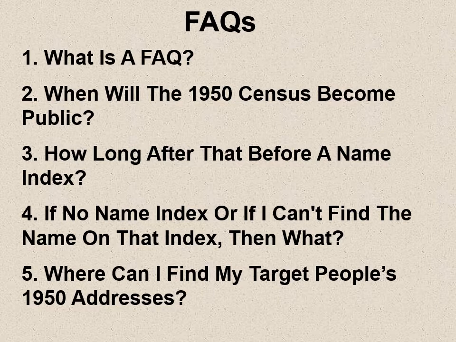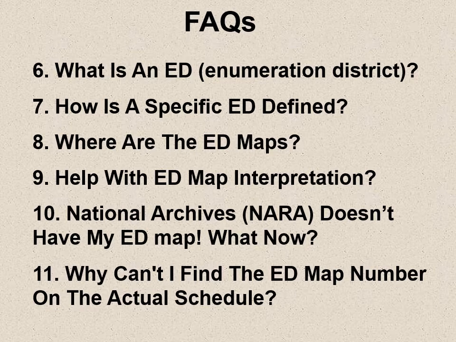Okay, so the first couple of FAQs are general information about the 1950 census and the fact that name indexes are not going to be done immediately. You're going to need locations. The second page talks about what is an ED, because that's what you're going to have to find if you're doing a location search. And we will talk about enumeration district maps here. And there's a number of potential questions there if you run into trouble.